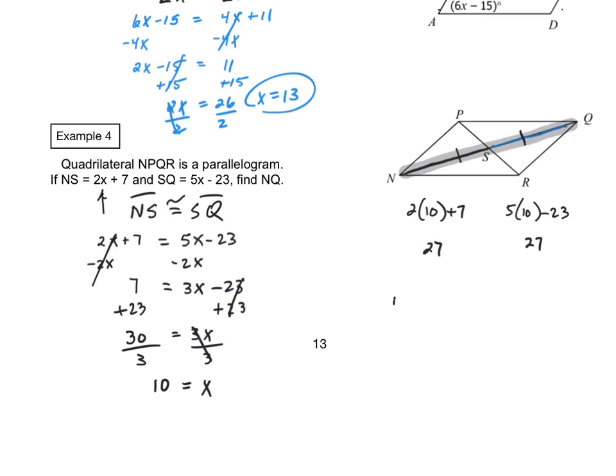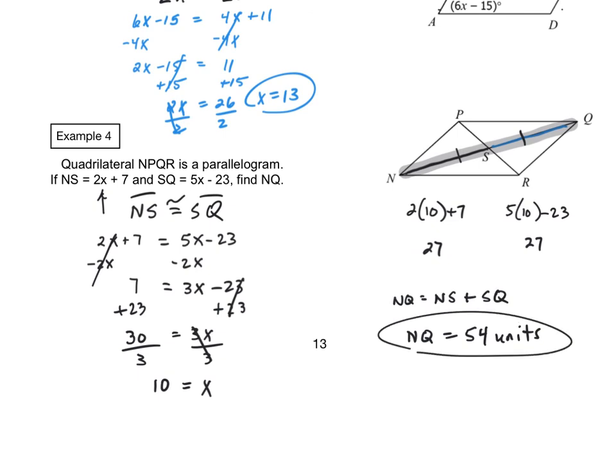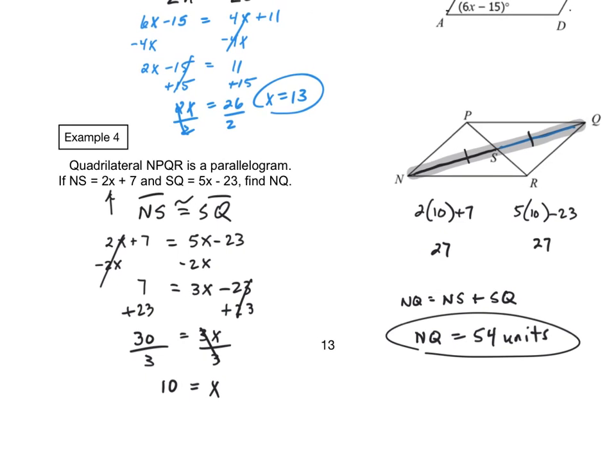And we know that NQ is equal to NS plus SQ. So we know that NQ is actually 54 units. There are different ways to calculate that, but knowing that those two segments added together would be the longer segment, that's my segment addition postulate. So there we go. We know that NQ is going to be equal to 54. NQ is going to be 54 units.